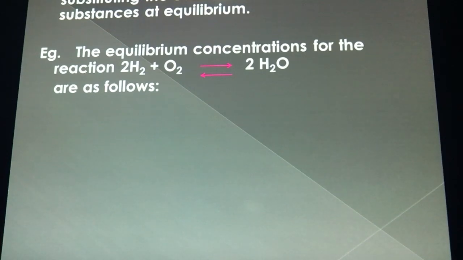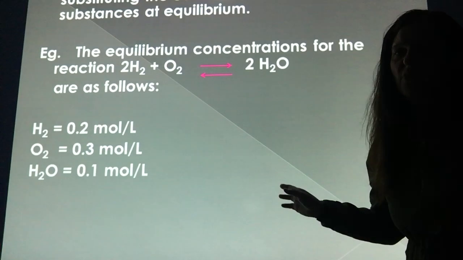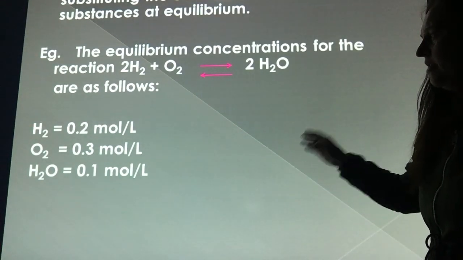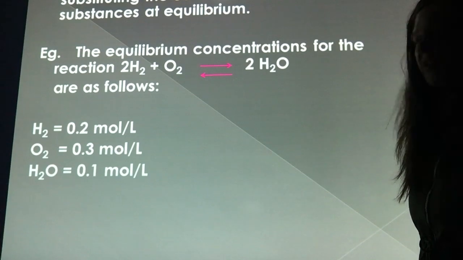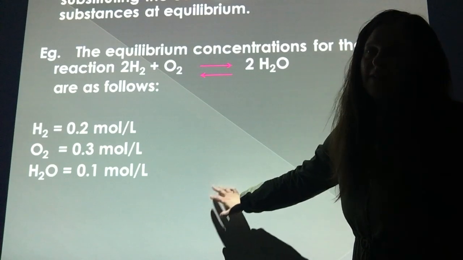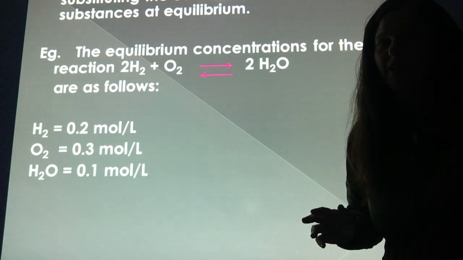So we'll pretend we did that experiment and we collected the data, and we noticed that when this equation was at equilibrium, hydrogen had a concentration of 0.2 moles per liter, oxygen had a concentration of 0.3 moles per liter, and water had a concentration of 0.1 moles per liter. Now this is an interesting thing to note. At equilibrium doesn't mean they have the same concentration.